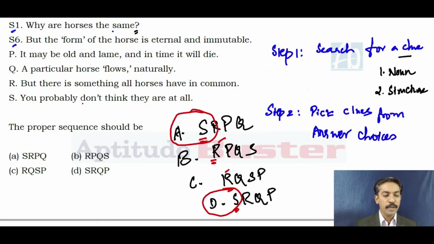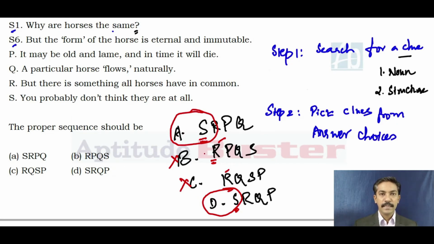S says, "You probably don't think they are at all." Why are horses the same? S says you probably don't think they are at all. So S provides an answer. So most probably S could be the logic. Let's check it with R. "But there is something all horses have in common." We are very sure segment R doesn't provide an answer for the question. So within 2 seconds, you can eliminate 2 options. You are left with A and D.